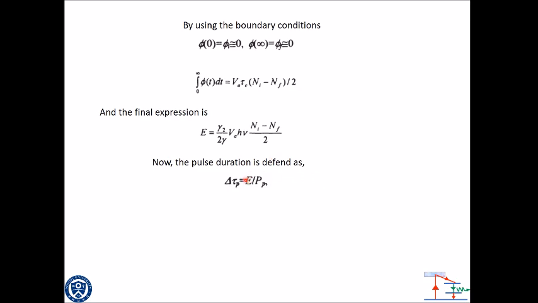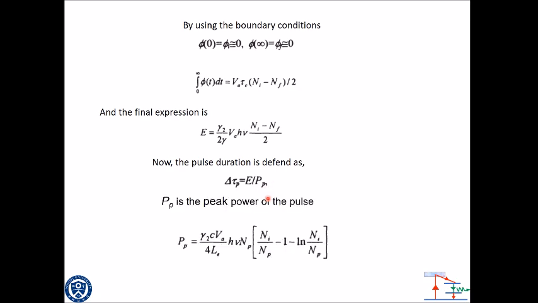Now the pulse duration is defined as delta tau p equal to E over Pp. The subscript p represents that the power is the peak power of the pulse, and the peak power of the pulse is given by this expression.